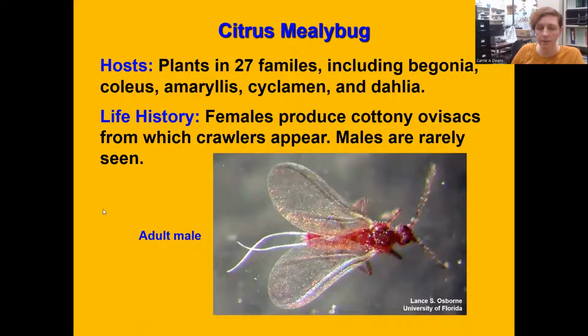So citrus mealybugs feed on plant hosts from 27 different families, so they are quite prolific. Again, we talked about females, they produce these ovisacs, which crawlers hatch out of. Again, males are rarely seen because they are small and winged, so they're difficult to really see in the field or in the greenhouse.